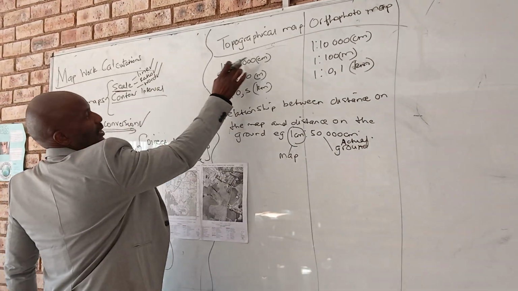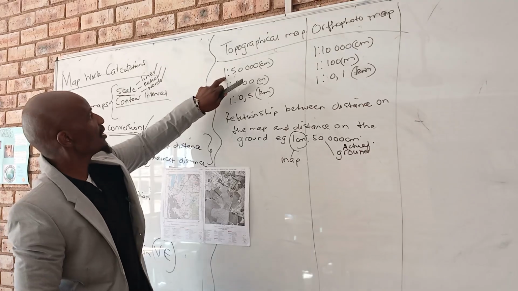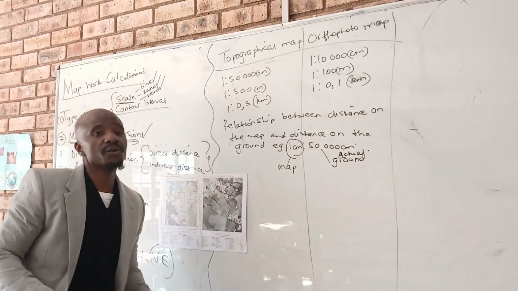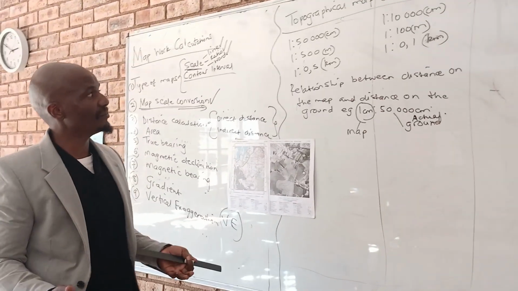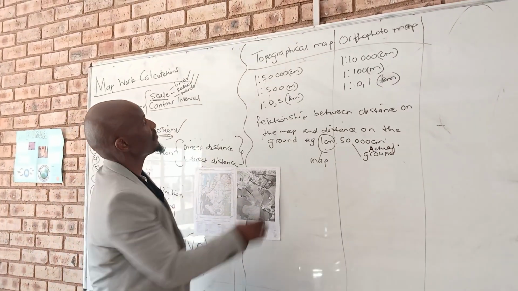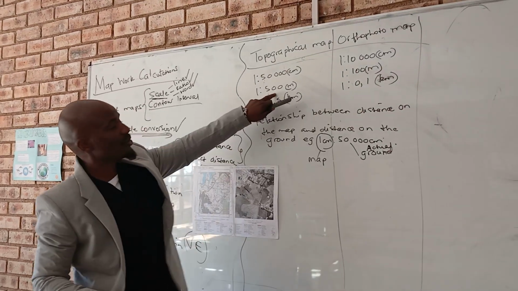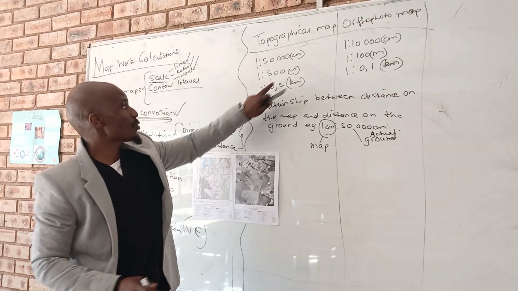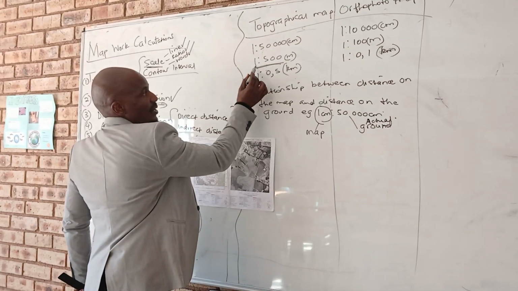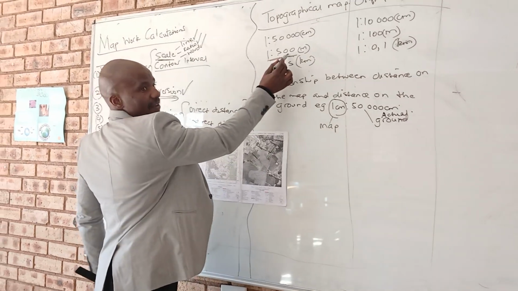So here on the topographical map, 1 centimeter to 50,000 centimeters. If you want to convert into meters, you're looking at how many centimeters are in a meter. How many centimeters is 100? So it means you divide the 50,000 by 100. That's how we got this 500 meters. So now it's still the same scale, but it has been converted into meters. So this is 1 centimeter on the map represents 500 meters.